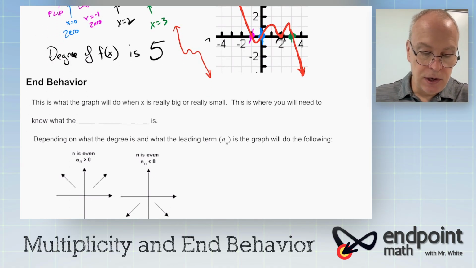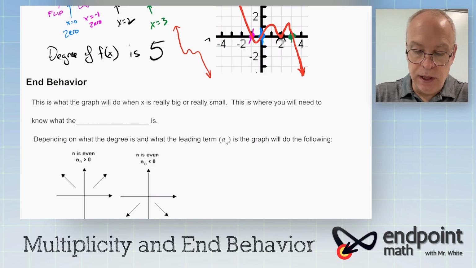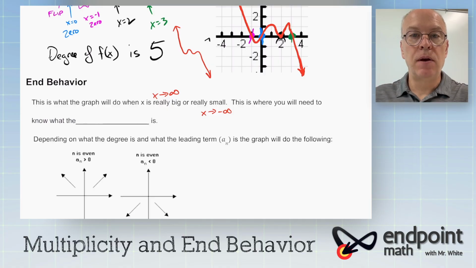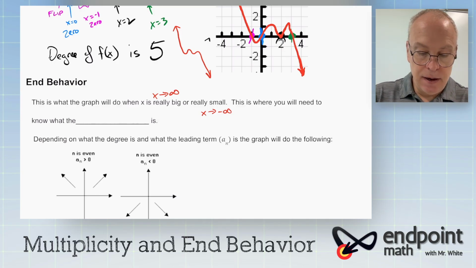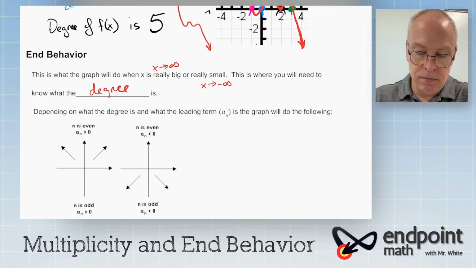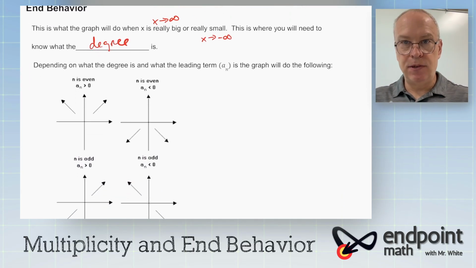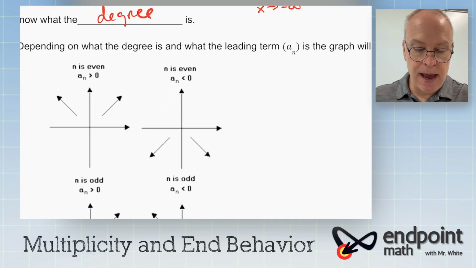up with this video. This is what the graph will do when x gets really big. X going to infinity is really big, or really negative, really small. Okay? This is where you will need to know what the degree is of the polynomial. Now, depending on the degree, what we talked about happens in the shape. That has to do with the end behavior.